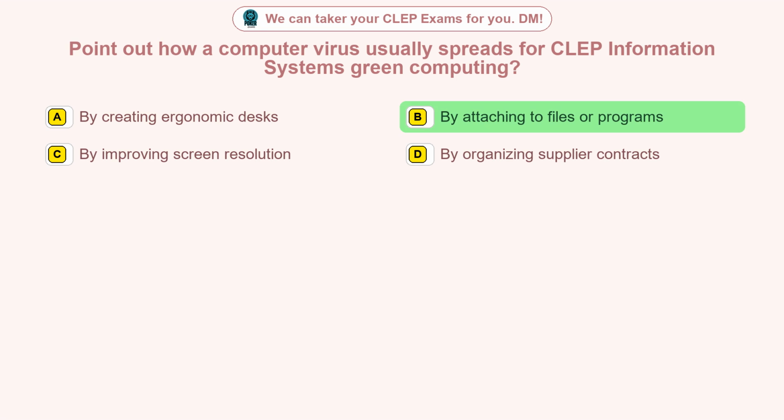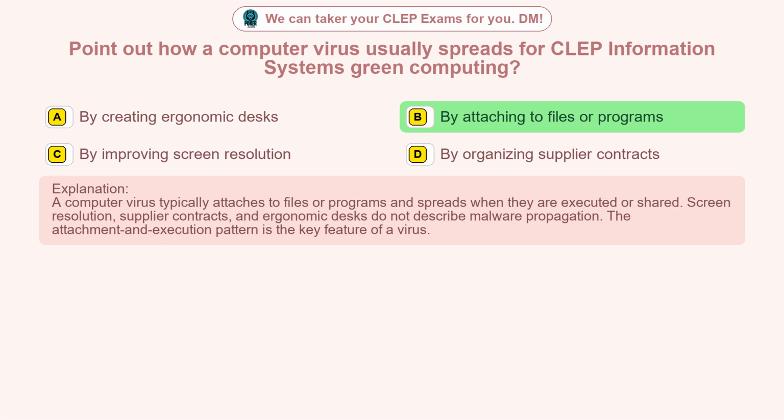By attaching to files or programs. A computer virus typically attaches to files or programs and spreads when they are executed or shared. Screen resolution, supplier contracts, and ergonomic desks do not describe malware propagation. The attachment and execution pattern is the key feature of a virus.